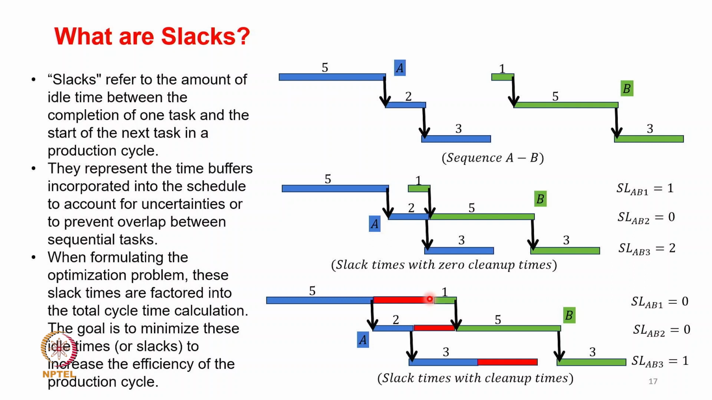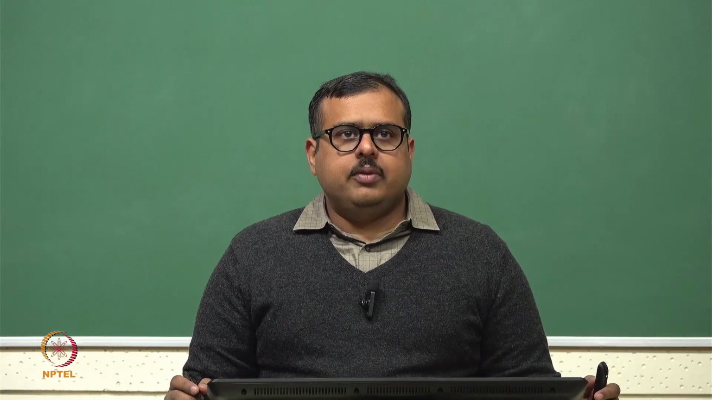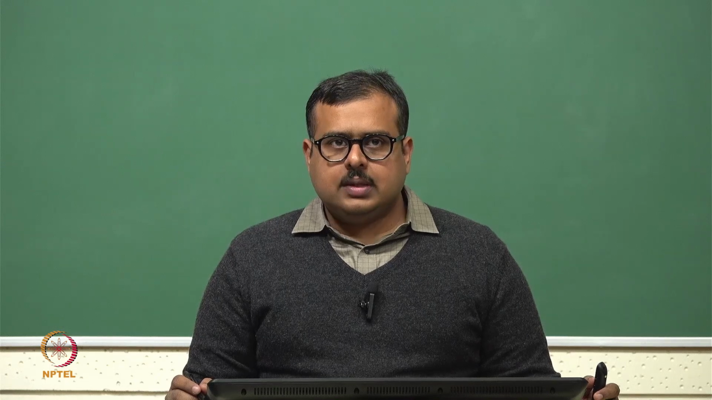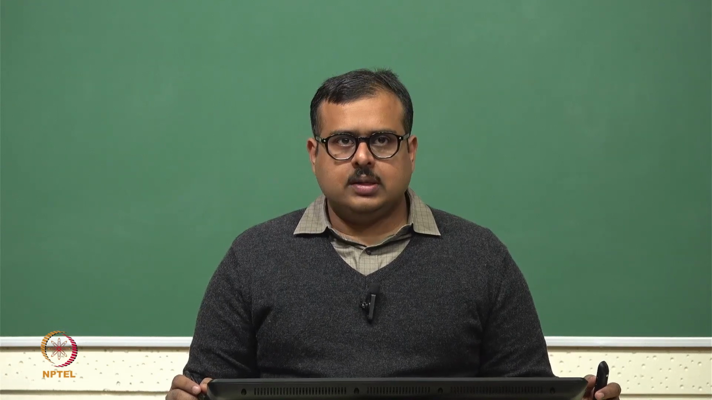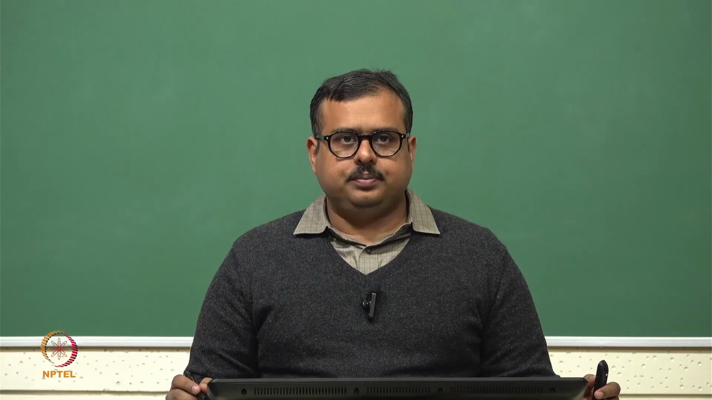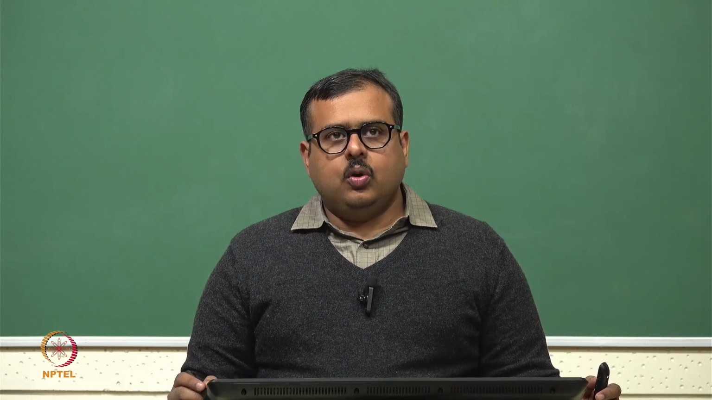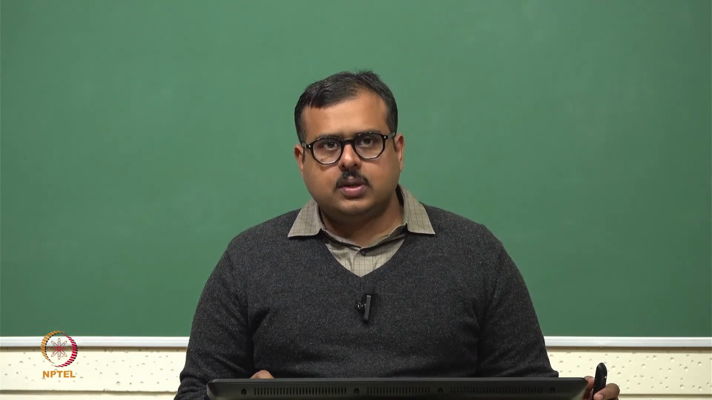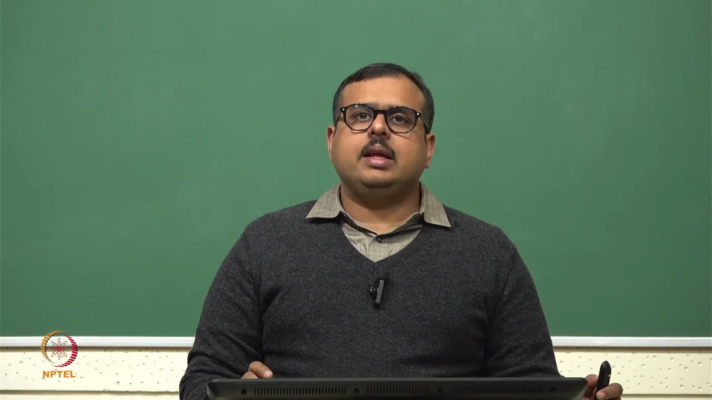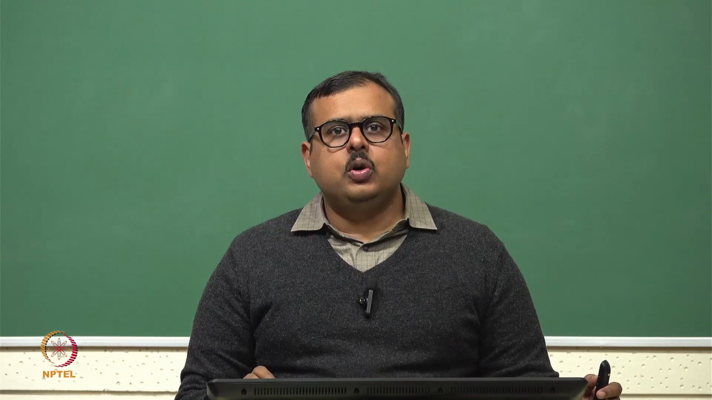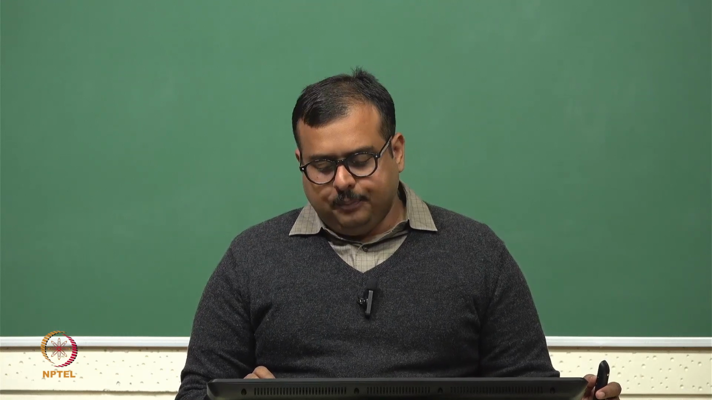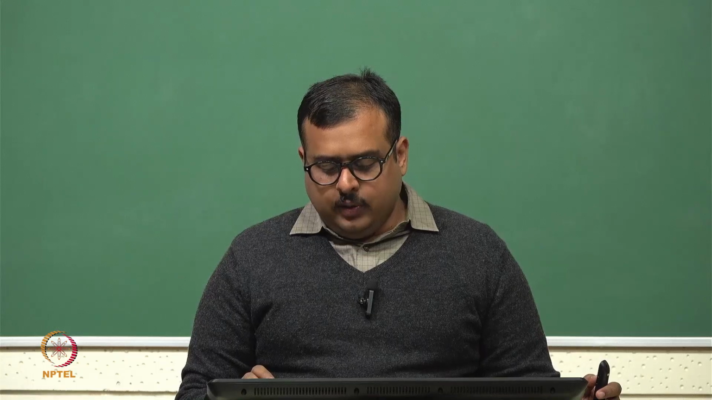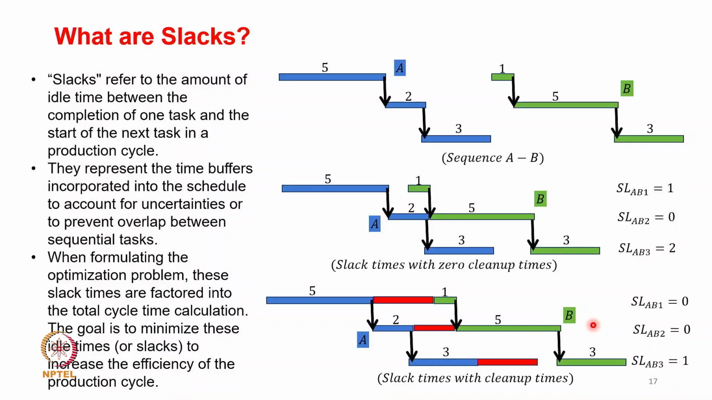So the key thing that you need to keep in mind is that when we formulate the optimization problem, this slack time has to be factored into the total cycle time calculation. So the goal over here is to minimize this idle time, or slack, so that we increase the production efficiency. Ideally, we don't want any equipment to stay idle for a long time. Since we don't want idle time, we just keep them active.